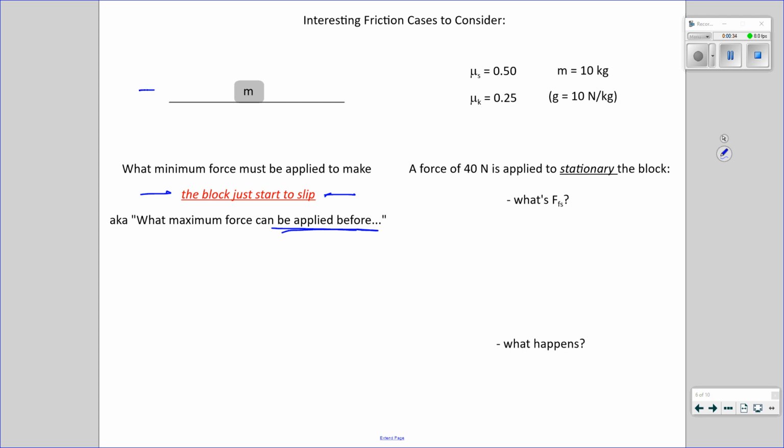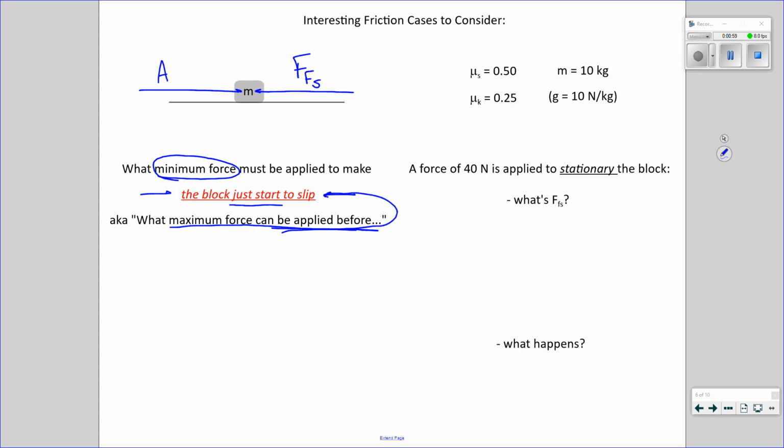And so we can push on it. Let's call that an applied force. And, well, there will be some amount of static friction force if this thing is stationary. But we're talking about what's the smallest amount of force that can make the thing move, or what's the most amount of force that can be applied before it moves. That's really the same question.